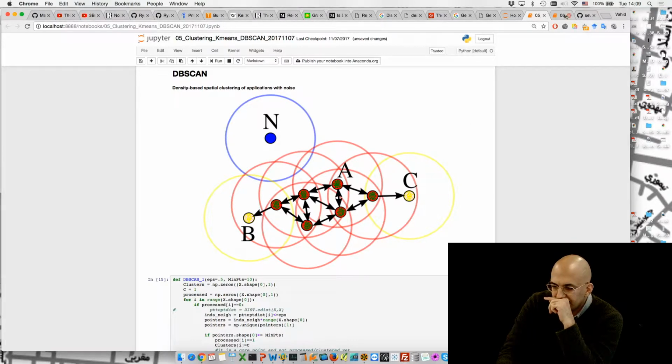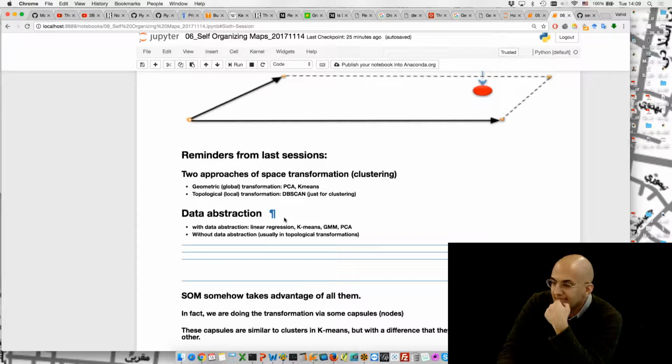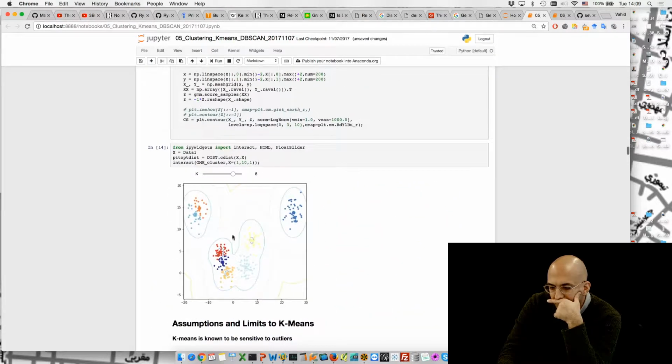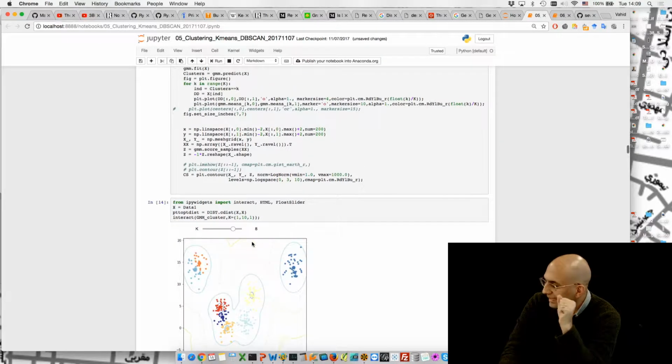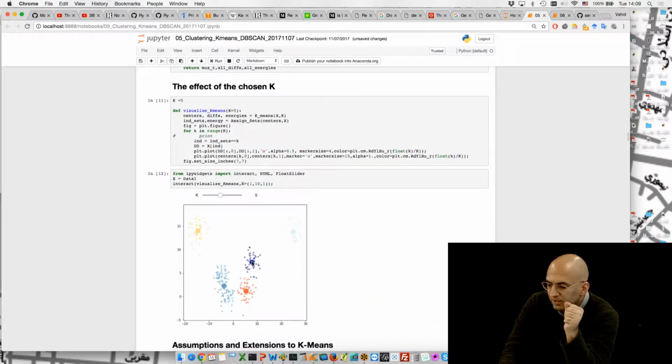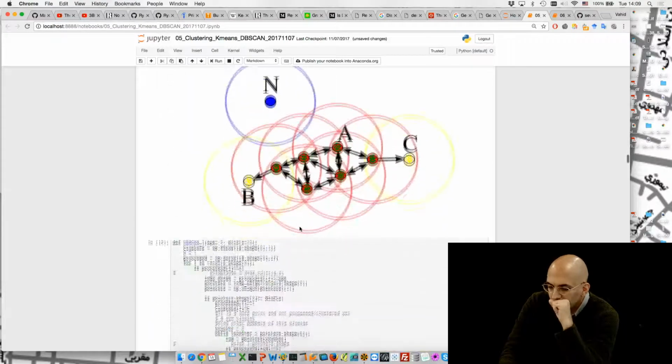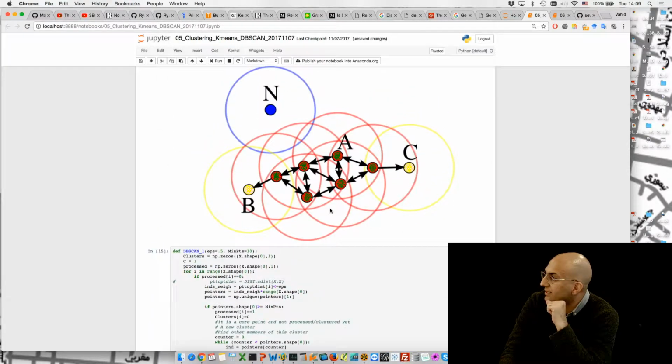But there is another factor of importance, which is data abstraction. In k-means, you do data abstraction. This means that you have your original data, and then, for example, in Gaussian mixture as well, you're just interested in the center of your distribution. So this is a kind of data abstraction. It's not just the data itself. You learn, for example, the centers in k-means, right? But in the majority of topological approaches, you don't do this data abstraction.